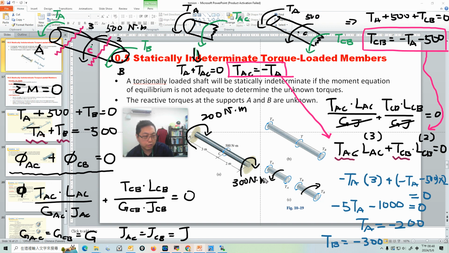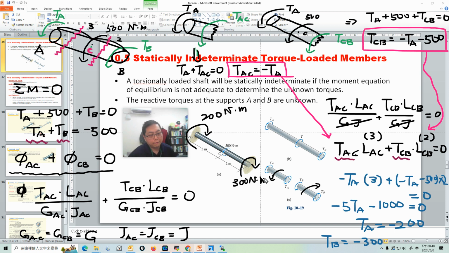So let me check the answer. Did I answer right? T_B is 300, T_A is 200, and it's clockwise. Yes, I did it right. So that's a very simple, basic example of a statically indeterminate torsional member.